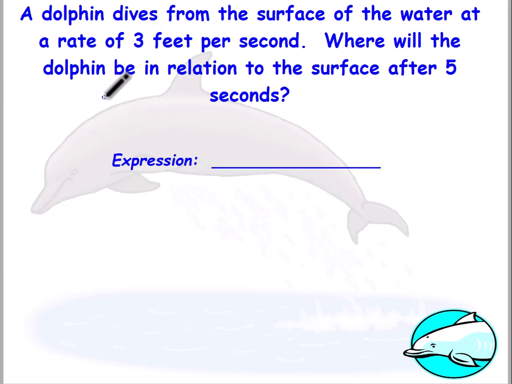Okay, so here we go. A dolphin dives from the surface of the water at a rate of 3 feet per second. Where will the dolphin be in relation to the surface after 5 seconds? Okay, let's talk about our numbers. First of all, we have that the dolphin dives at a rate of 3 feet per second.